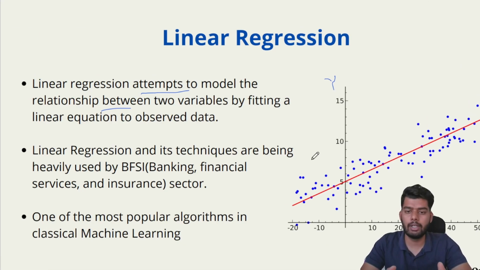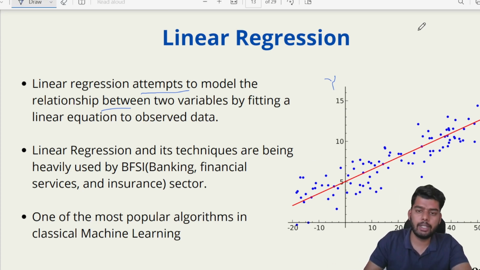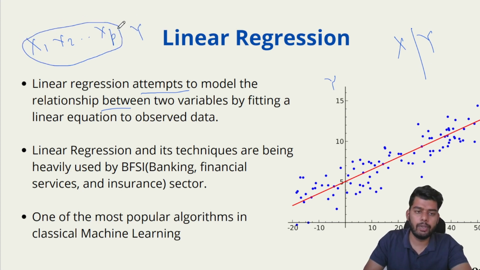Linear regression is a method or algorithm that tries to model the relationship between two variables, or more than two variables, especially if you are talking about multiple linear regression. In simple linear regression, you will find only a single x and a single y. But in multiple linear regression, you will have x1, x2, a lot of variables till xp, and then a y variable. Based on all these features for a particular row, you will have a single y. This is called multiple linear regression. But in simple linear regression, you will have only two variables.